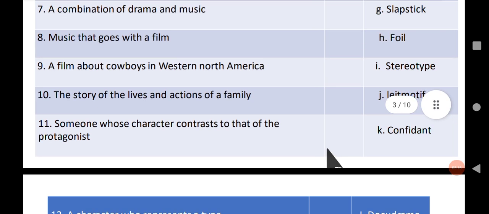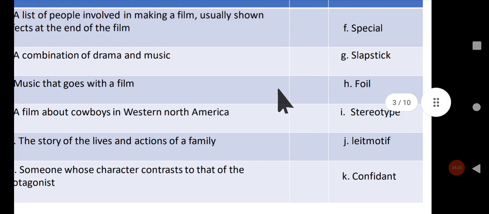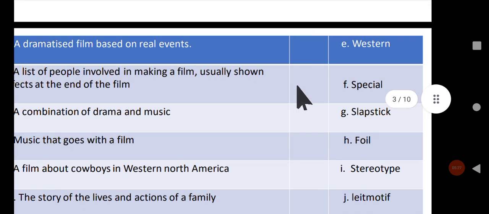Okay, next, a film about cowboys in Western North Africa. That is called what? A Western film. It is completely situated in Western areas, and also has characters of Western people like cowboys. Cowboys are the people who have hats on their heads and long boots. They are called cowboys.